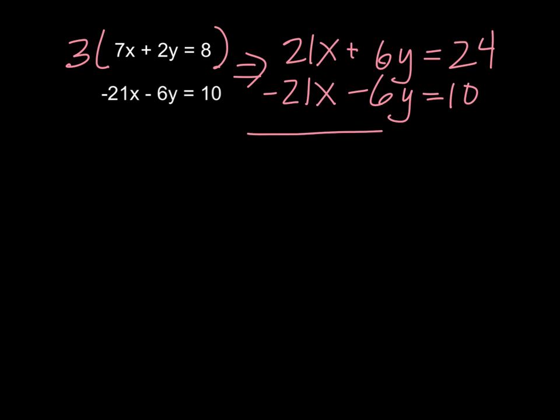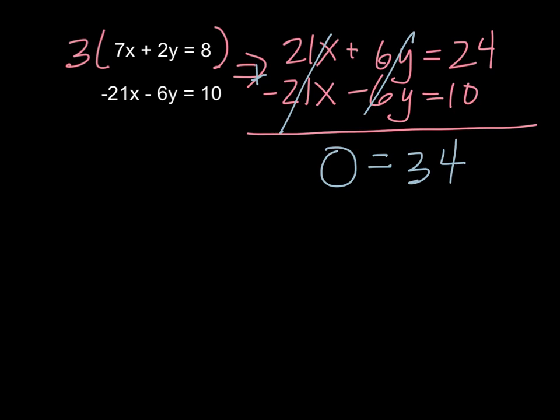And now we can change this into an addition problem. We're going to add straight down. So positive 21x plus negative 21x is 0, so that cancels out. Positive 6y plus negative 6y is 0, so that cancels out. So on the left-hand side of the equation, we have 0, and then the equal sign, and on the right, 24 plus 10 is 34. So when this happens, we cancel out both variables, and we end up with a statement that is false. So 0 does not actually equal 34. Your answer is no solution.